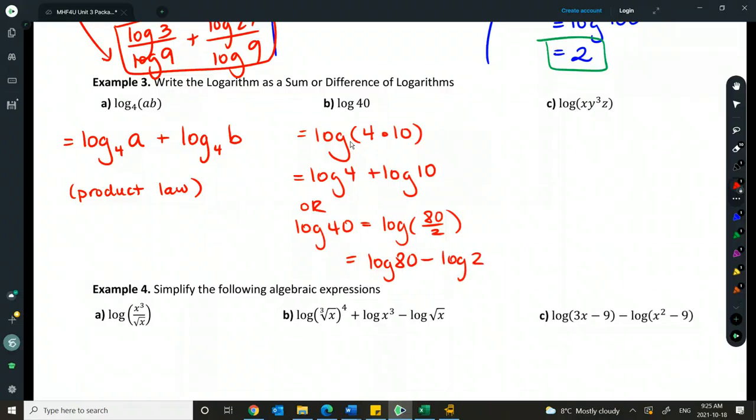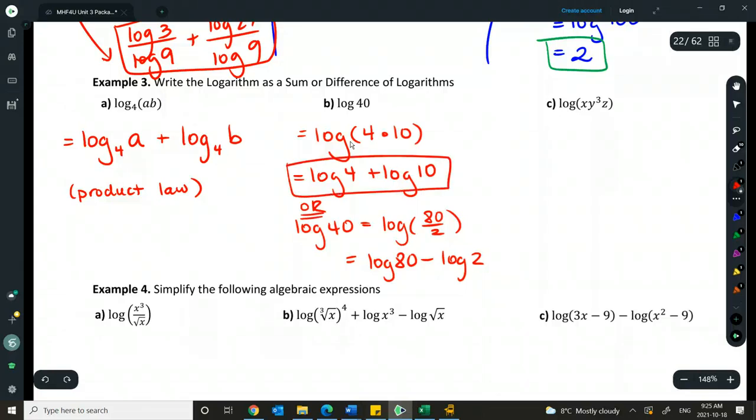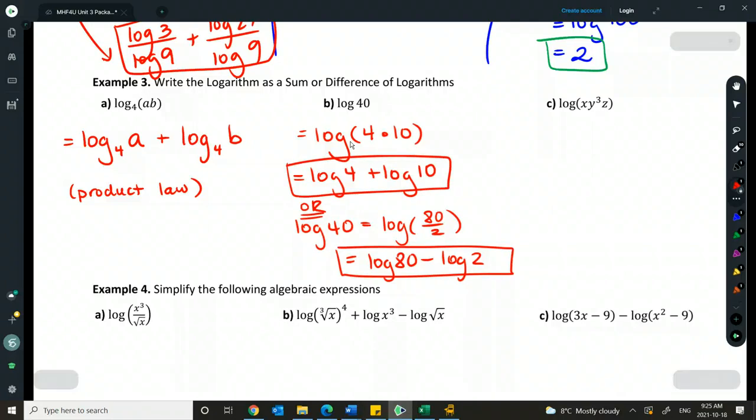I could have done 20 times 4. I could have done, whatever, 160 divided by 4. There's lots of different answers that we could have done to create a sum or a difference in logarithms. Okay, so many different answers to this one. So answers could vary to this one.